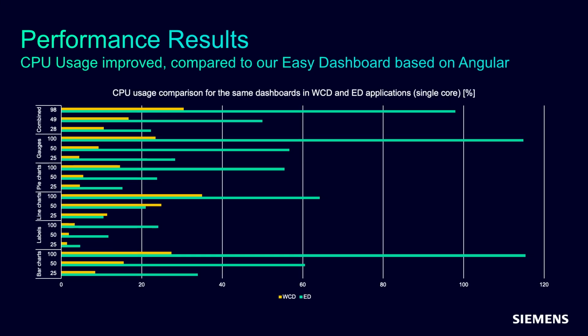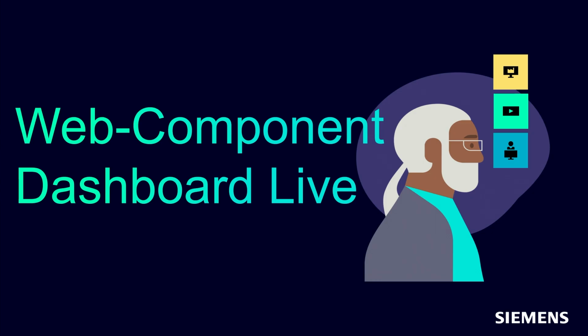And finally, we can have a look at the CPU usage. Here again, you can see it in the yellow color and the green color. And what you will see is the CPU usage improved a lot compared to our Angular dashboard. Again, please pause the video if you want to have a detailed look.